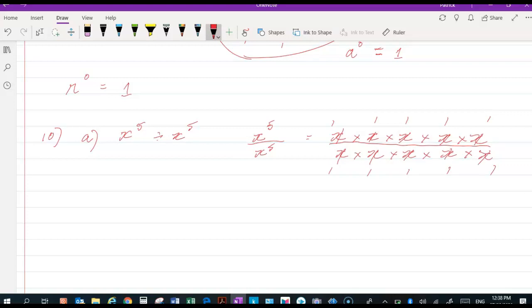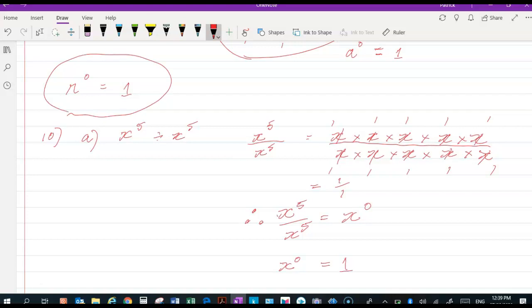So we're left with 1 over 1, which equals 1. Therefore, x to the 5th divided by x to the 5th equals x to the power of 0, because we keep the base and subtract the powers. Therefore, x to the power of 0 equals 1. Any number, any term, any pronumeral at all to the power of 0 equals 1.